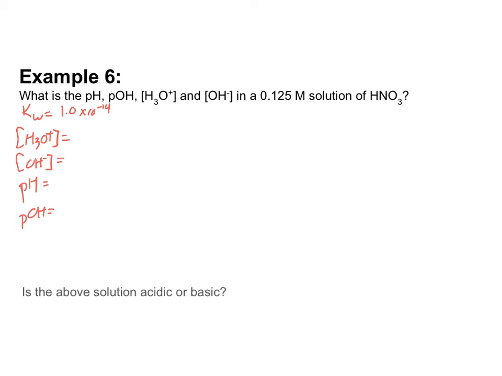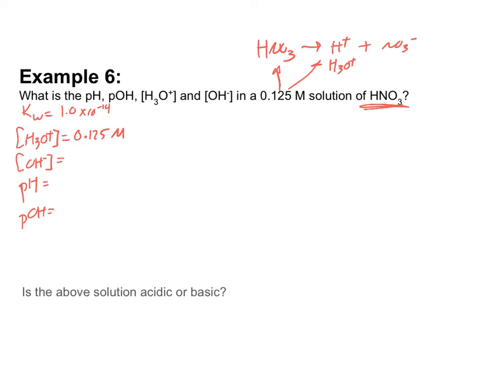Now, what do I have here? Do I have an acid or a base? How do I know? Because it has H. So this is nitric acid. HNO3 dissociates into H plus and NO3 minus. As a result, the H plus and the H3O plus are kind of the same thing. So if I have 0.125 molar HNO3, I also have 0.125 molar H3O plus.